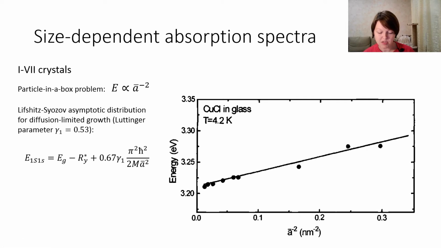The particle in the box problem predicts this ratio between energy and the mean size of the crystals. If we go to their experimental points in this axis, we see that they are very close to this ratio. But if we are talking about a more precise description of the experimental results, we will go to the Lifshitz laws of asymptotic distribution, which state for diffusion limited growth.